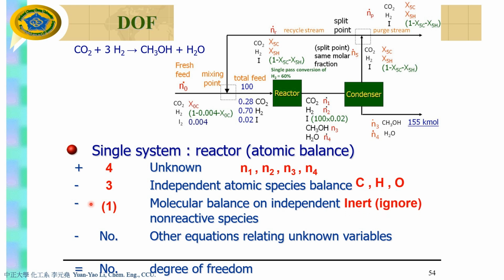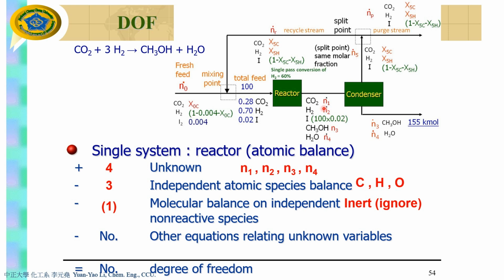But why do I use the blanket here? Because you already use inert gas. There's no unknown here in this case, so you can forget about this one, because 0.02I will be 0.02I here. There's no unknown in this case.